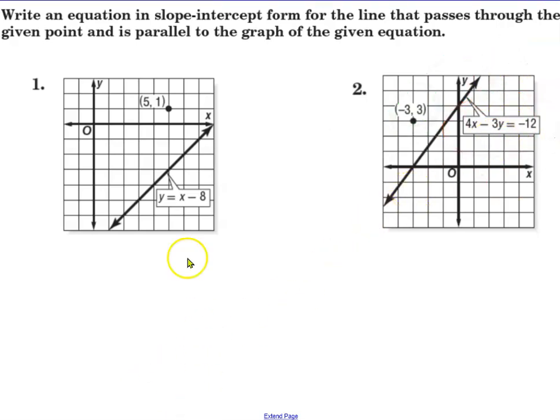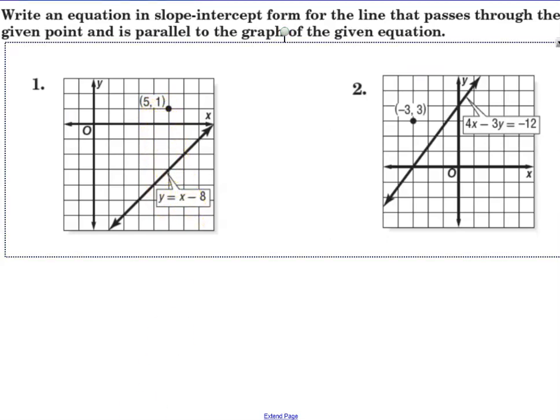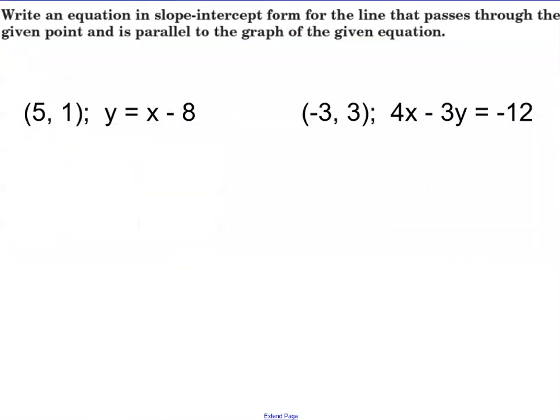So you know what I'm going to do? I'm going to remove these graphs, but I'm going to keep the important information, the coordinate of the point and the equation. But I'm just going to take away the pictures for now. All right, let's give this first one a go.